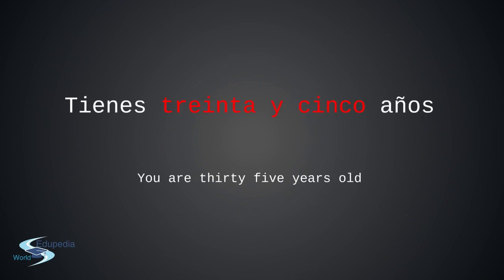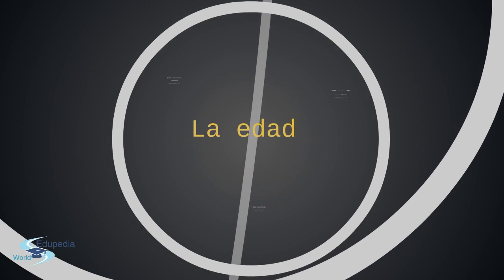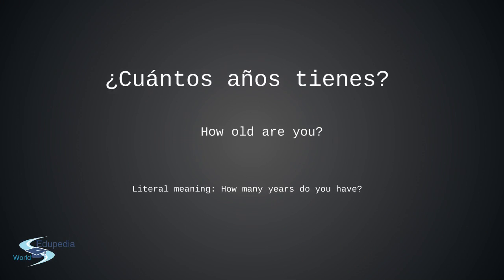I think you can see the pattern of the verbs and how we use it. For example, as you've seen, we use first a verb, then the number, the actual age, and then the word años, years. So what would you ask when you're asking about the age? ¿Cuántos años tienes? Meaning, how old are you? The literal meaning of this sentence would be, how many years do you have?